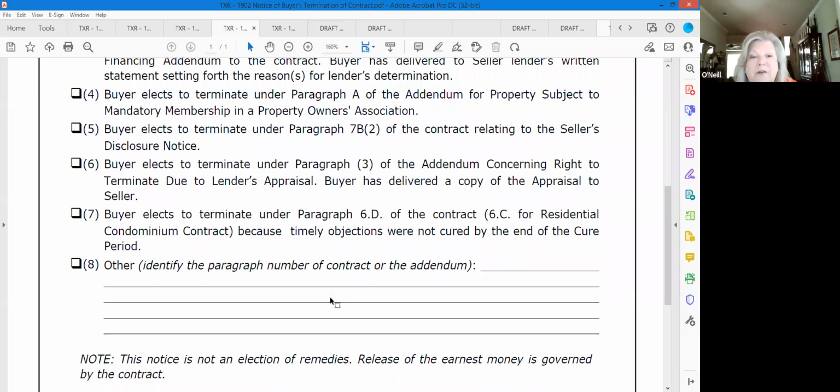7, buyer elects to terminate under 6D of the contract. That's objection. 6C for residential condominium contract because timely objections were not cured by the end of the cure period. And 8, it says identify the paragraph number of contract or the addendum. You don't write in that your buyer lost their job. The buyer wasn't relocated. You don't write anything in other than pointing to the paragraph in the contract or the paragraph in the addendum that allows your buyer to give written notice to the seller and terminate the contract and get their earnest money back.